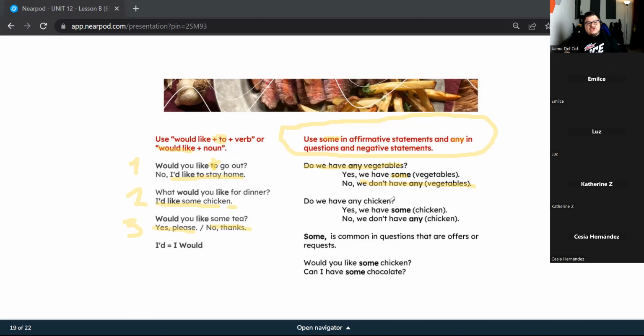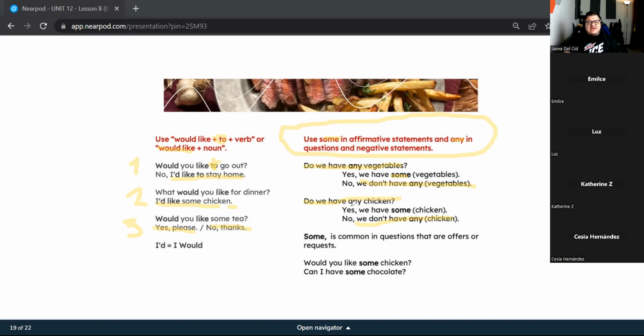Do we have any chicken? Este es any porque está en pregunta, ¿verdad? Do we have some? Yes, we have some chicken. Es una respuesta afirmativa. We don't have any chicken. Puede ser que cuando queramos traducir esto, nuestra mente como que nos bloquee, porque no hay una traducción palabra por palabra que suene bien, ¿verdad?